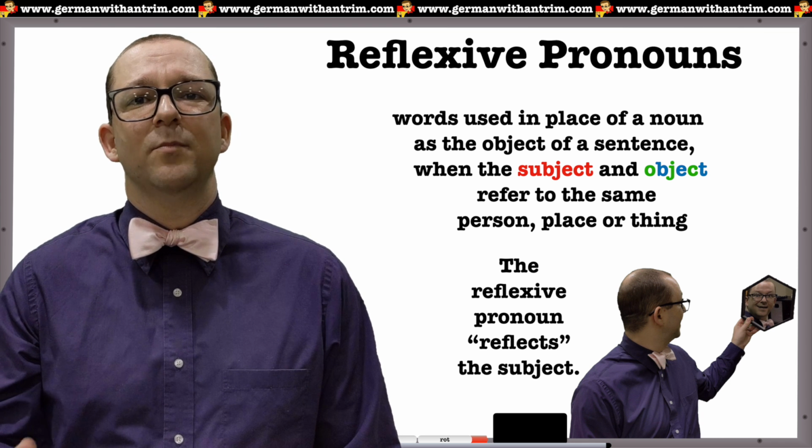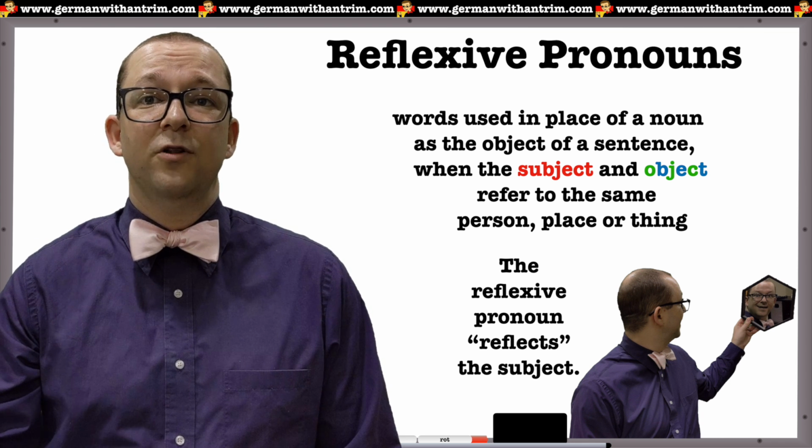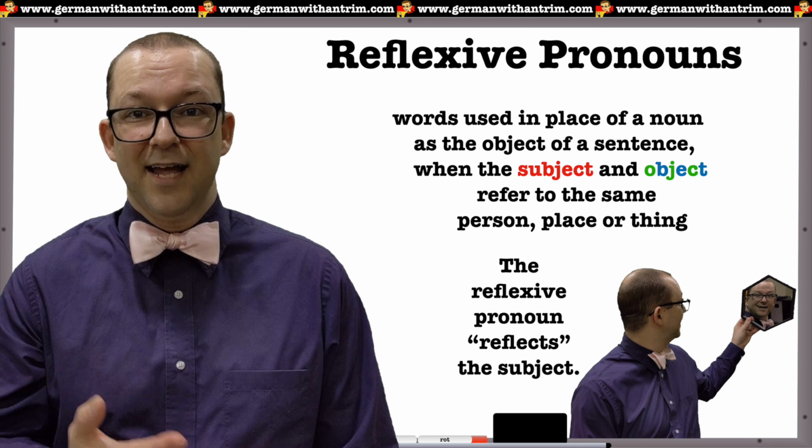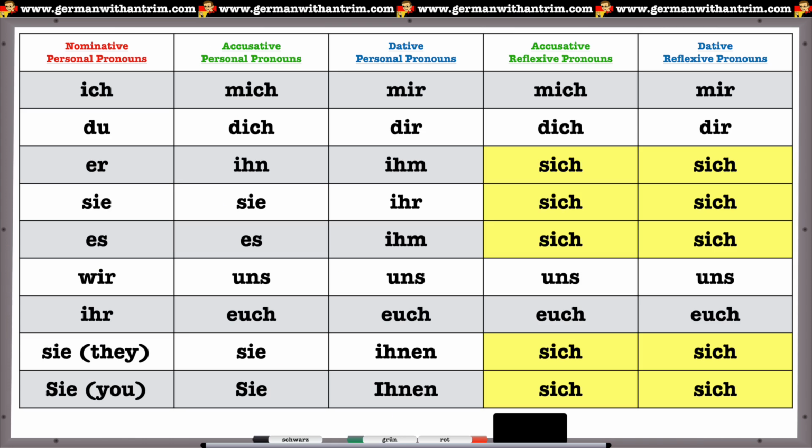Now that you've wrapped your brain around the why, let's talk about the how. If you're familiar with the personal pronouns in German, you will know that there are 9 of them in each of the nominative, accusative, and dative cases. If you know those, you already have 4 of the 9 rows in this chart. The only thing that changes between the personal pronouns chart and the reflexive pronouns chart is the word sich.